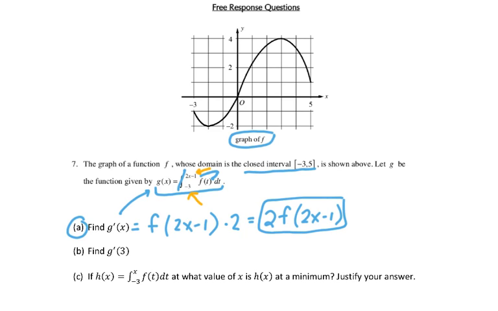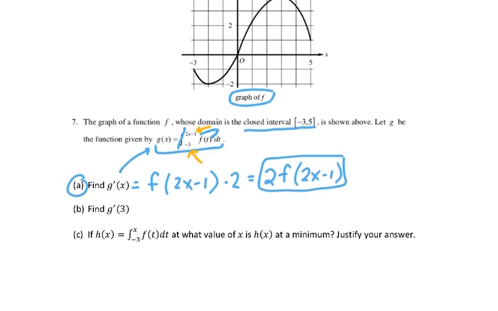We don't have to do anything with that. We don't have to plug anything in. We just want to find the derivative. But for part B, we do want to plug in a number. So let's take this answer that we got of 2f of 2x minus 1, and let's evaluate that for x equals 3.